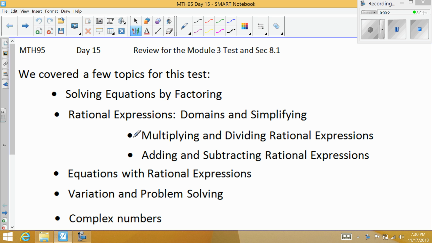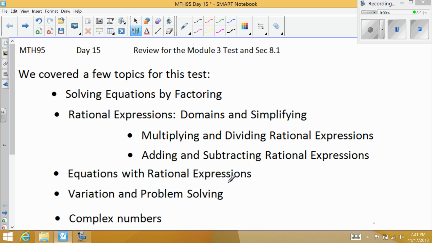We also worked with rational expressions. The domains had to do with thinking about what values would give us 0 in the denominator. Simplifying rational expressions, basically factoring and reducing. Multiplying and dividing rational expressions was a lot like simplifying, whereas adding and subtracting the rational expressions was a little more challenging because for those we had to come up with a least common denominator.